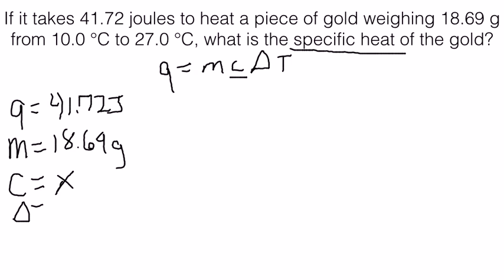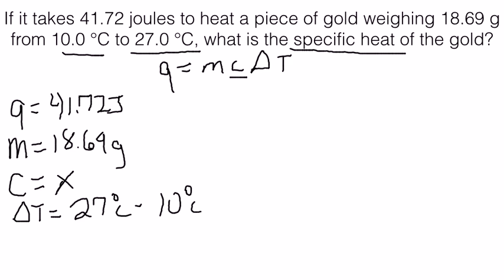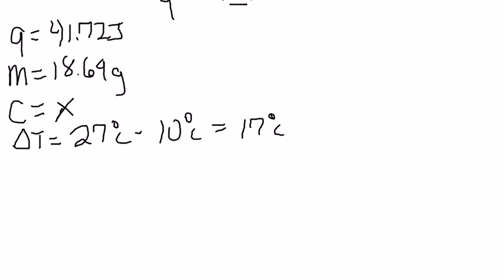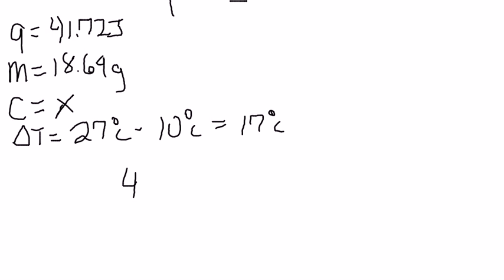delta T. Delta T is going to be final temperature minus initial, and our final temperature in this case is 27 degrees Celsius minus the initial, which was 10 degrees Celsius. Now, with delta T, we're just going to subtract these two numbers, and we're going to come to 17 degrees Celsius as our overall change in temperature. So now, all we need to do is go in and plug in these numbers in our formula.